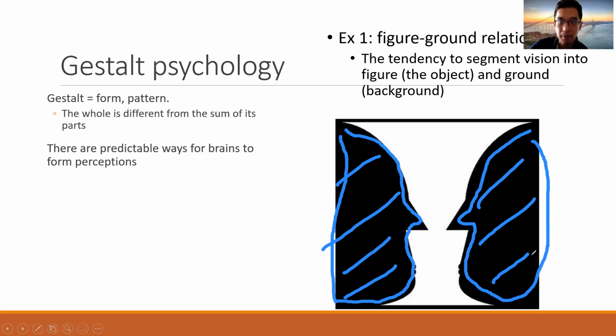Right? So the white part is the background. So either way is okay. It depends on how you decide which part is object and which part is background. But people tend to have that perception, they tend to find the object out of the background. That process is totally automatic. We do not have to intentionally have that process. Our brain is working on that automatically. So that's called figure-ground relationship.